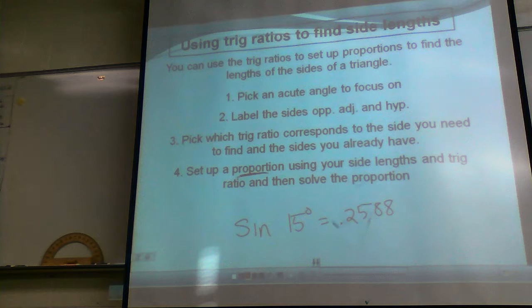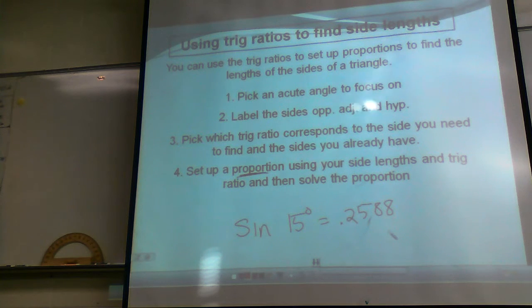What this does is give you one side of that proportion. All right, so when you set these proportions up, one side is going to be this value, the other side is going to be the actual side lengths of the triangle. Now, if on your calculator you typed in sine of 15, you should get the exact same answer.